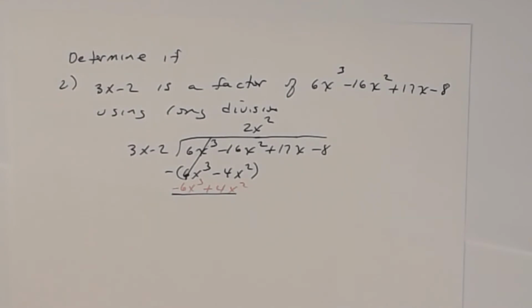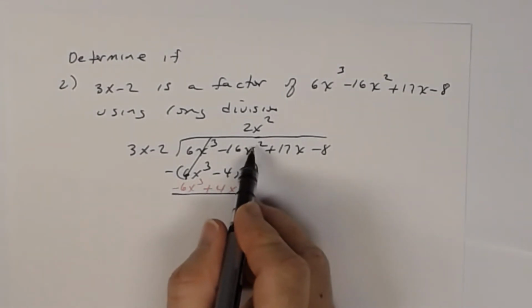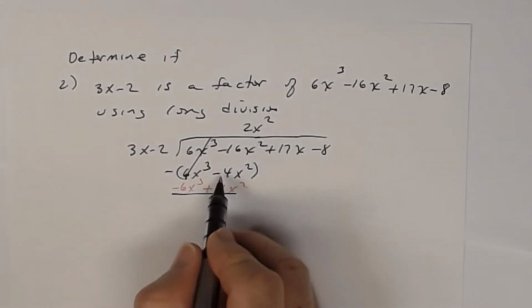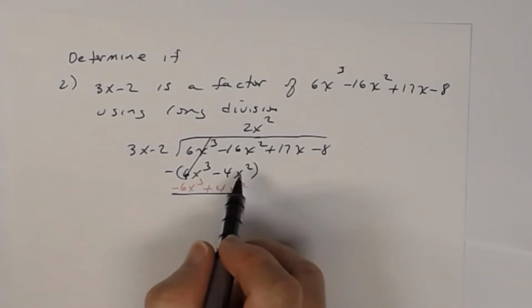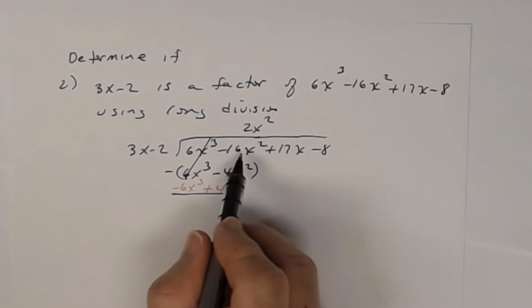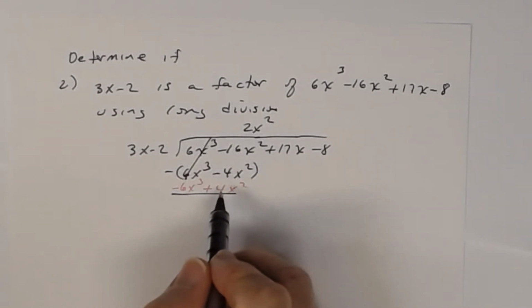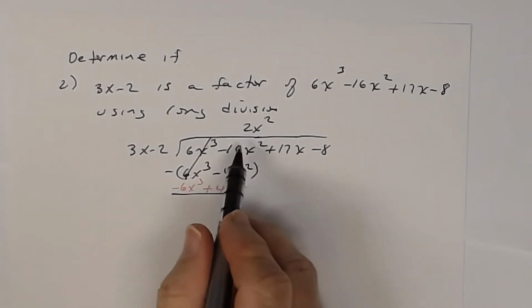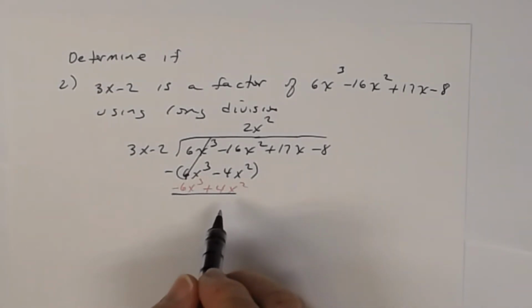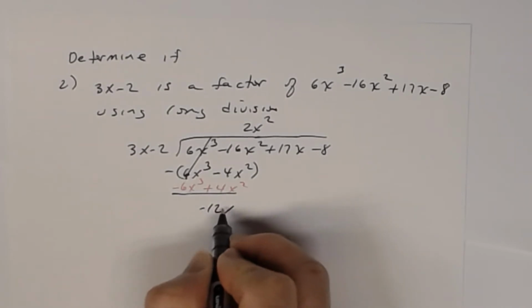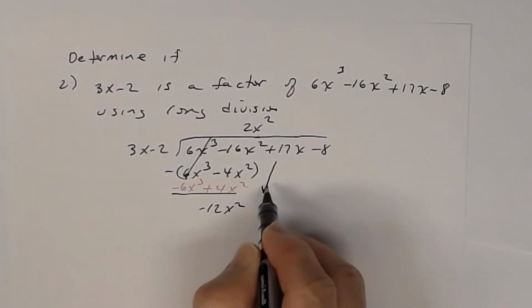So I just want you to remember, a negative 16x squared minus, or subtract, a negative 4x squared means the same thing as negative 16x squared plus 4x squared. And so when I combine those like terms, a negative 16 and a positive 4 is a negative 12. So I'm going to get a negative 12x squared. Let's go and bring down the next term.